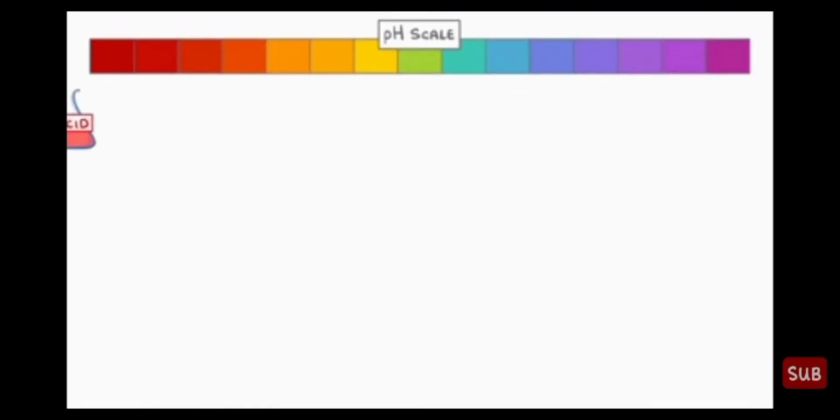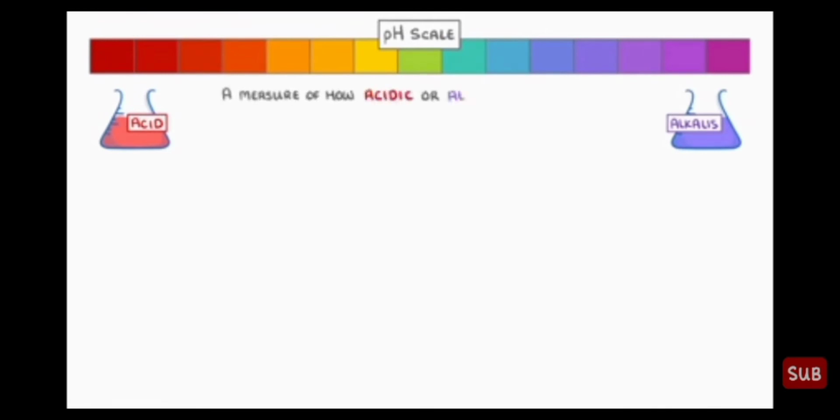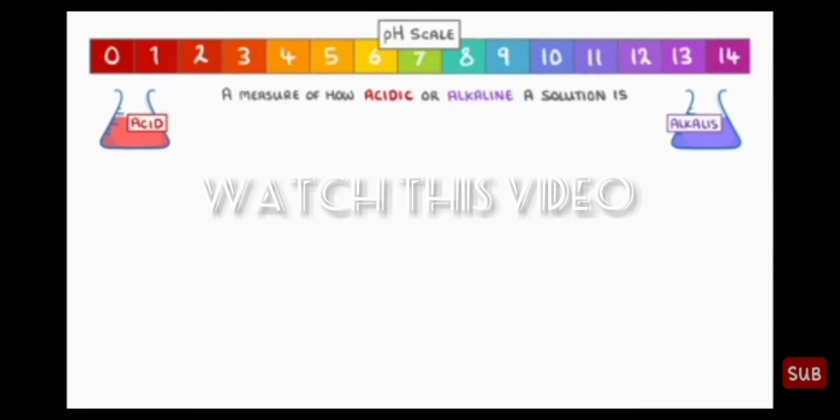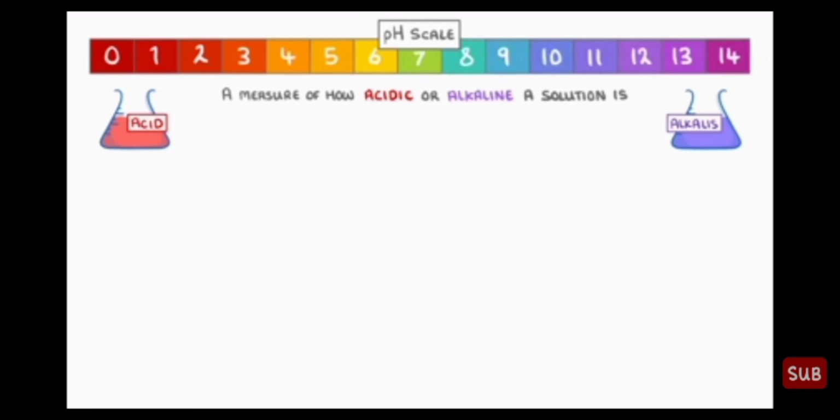In today's video, we're going to look at the pH scale and see what acids and alkalis are. pH is really just a measure of how acidic or alkaline a solution is, and it's measured on a scale from 0 to 14, with low numbers being most acidic and high numbers being most alkaline. And the pH would be 7, which is neither acidic nor alkaline.